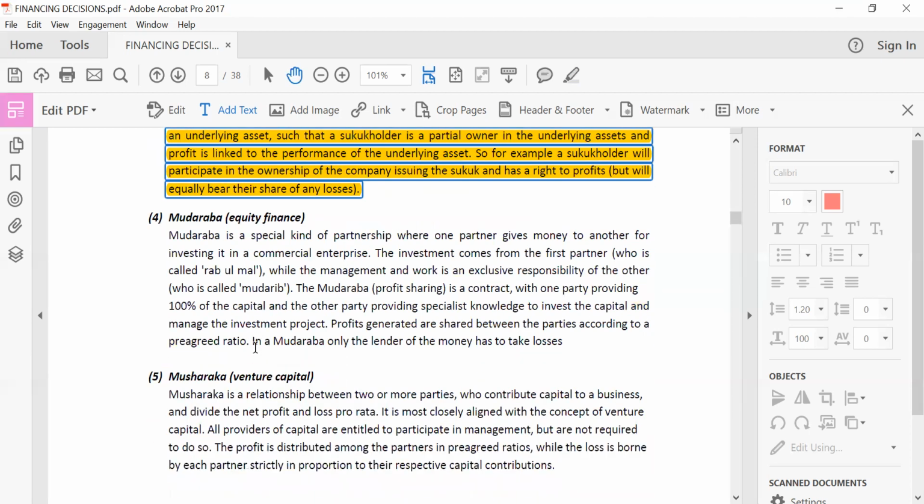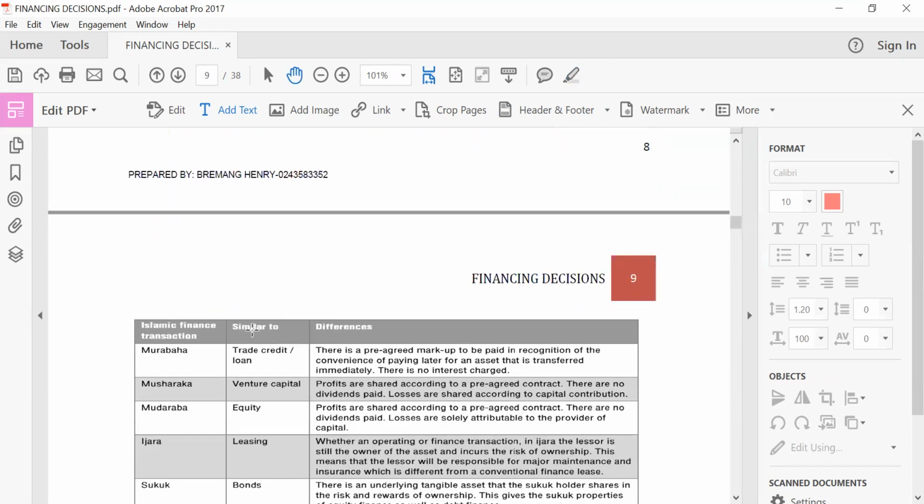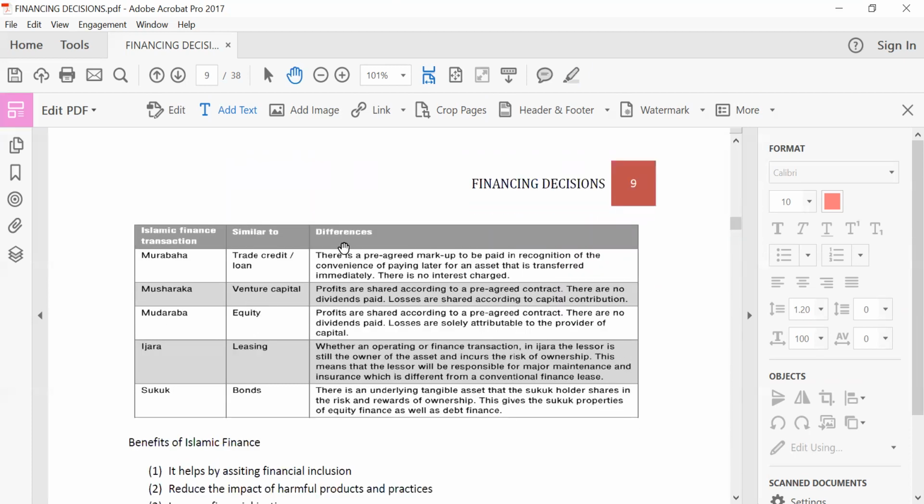The next item, that's the fourth, mudaraba. It acts just like a normal equity. So sorry for bombarding you with the Islamic terminologies, right? The last item, which is also acting just like venture capital, is what we call musharaka. Musharaka, right? Good. So, ladies and gentlemen, there's still more information over here for you to read to keep yourself satisfied.